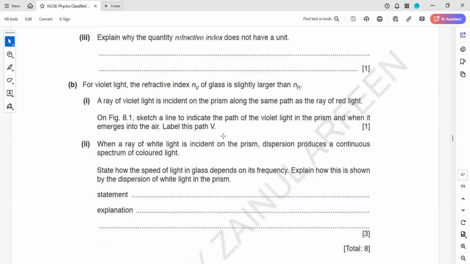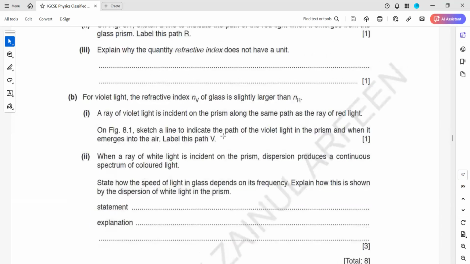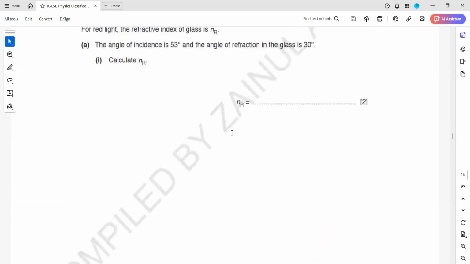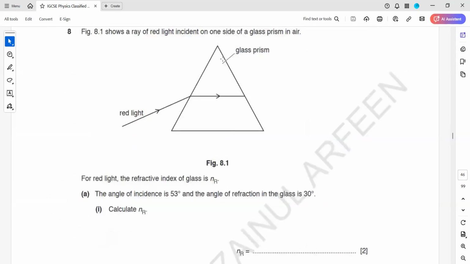Then in the next part, when a ray of white light is incident on the prism, dispersion is produced, a continuous spectrum of colored light. Dispersion means spreading of a wave when it passes through. And how does the speed of light in glass depend on its frequency, and how is this shown by dispersion of white light in the prism? So what is the relation between the speed of light and frequency? The light with a higher frequency will have a smaller speed.